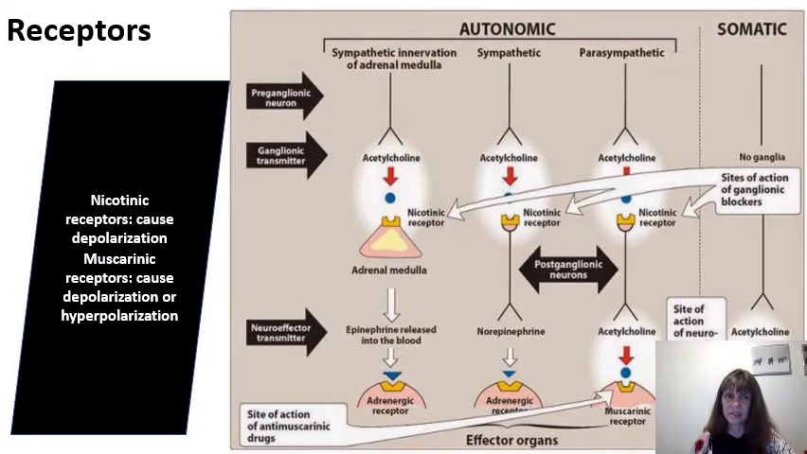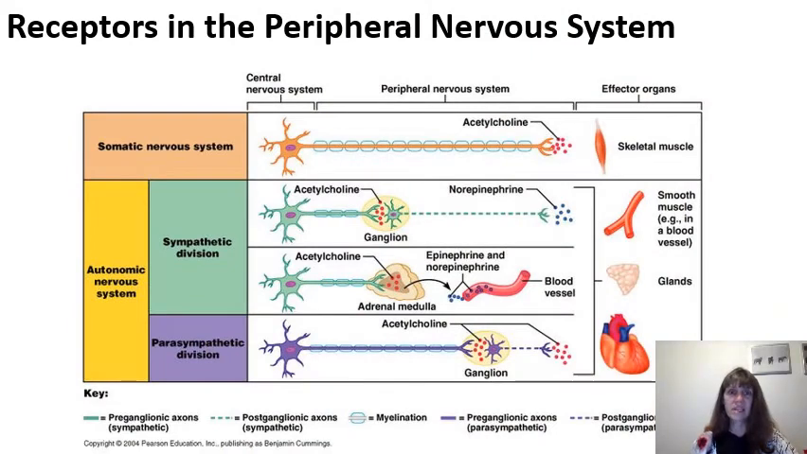As I mentioned earlier, the effect that occurs at a synapse is really dependent upon the receptors rather than on the neurotransmitter that's released. Nicotinic receptors tend to cause depolarization, whereas muscarinic receptors can either cause depolarization or hyperpolarization. I really like this picture because it's a great way to illustrate how the receptors on different organs will have different results, even though a particular neurotransmitter is released.